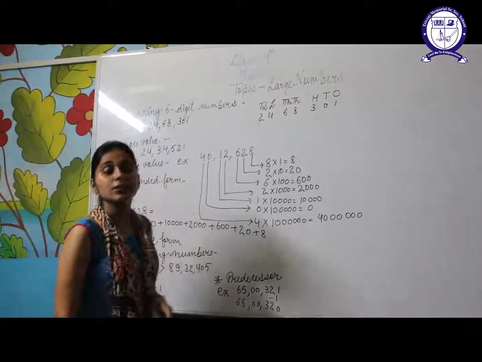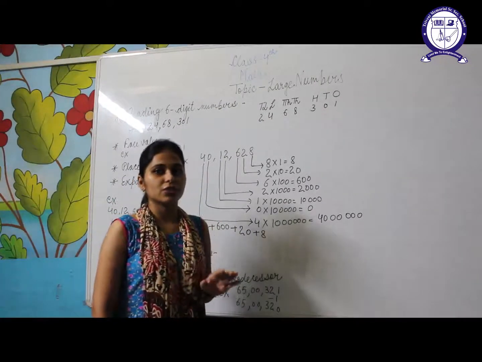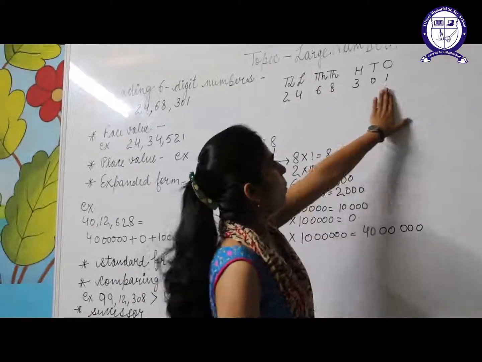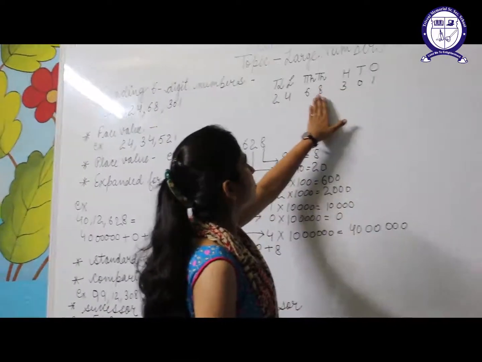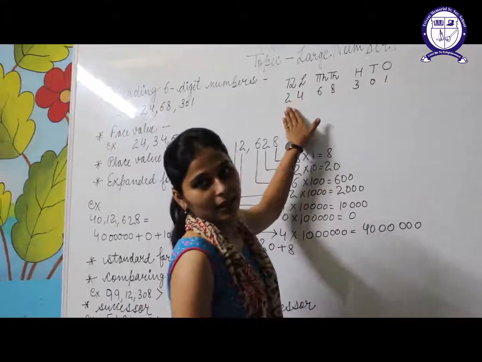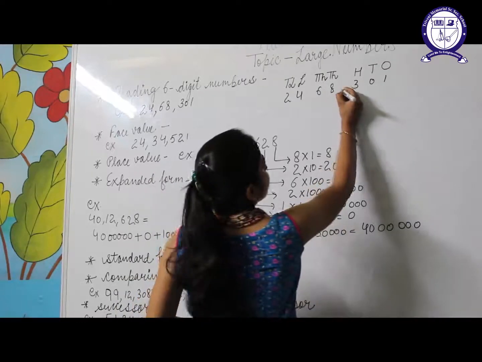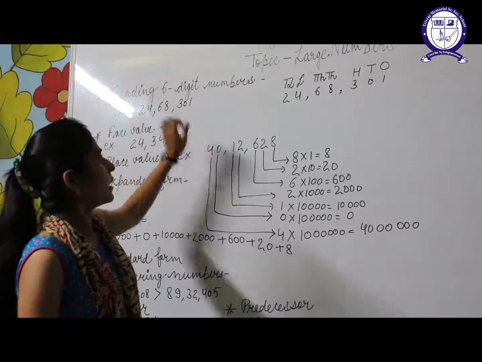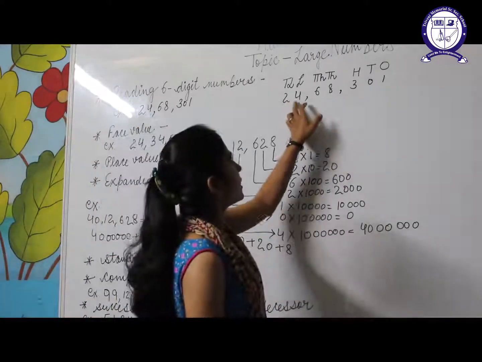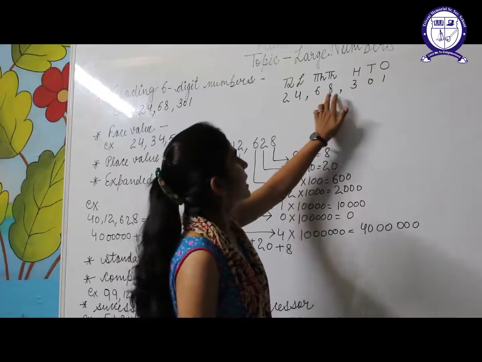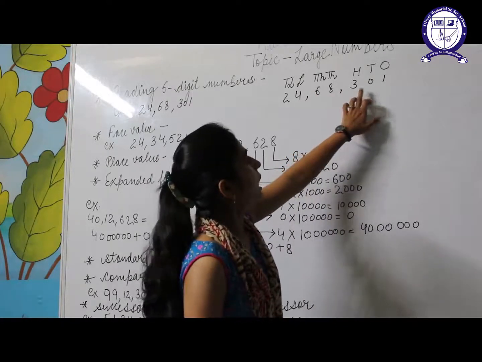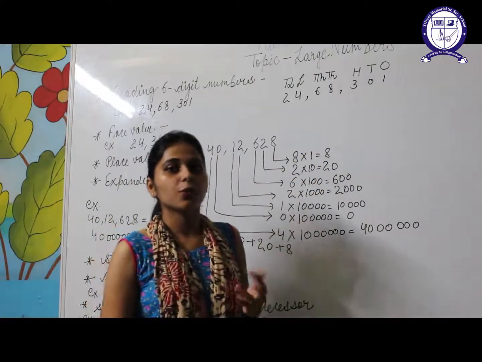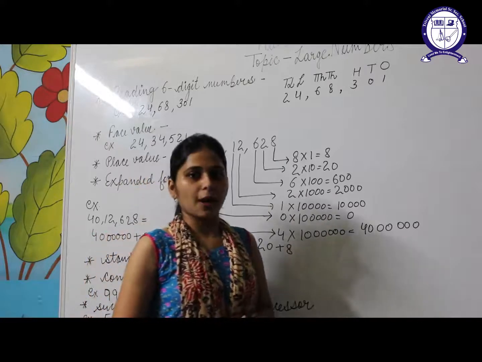So how to read the 6-digit number? First of all, place all the digits under the place value. We will start from the right hand side towards the left hand side: ones, tens, hundreds, thousands, ten thousands, lakh, then ten lakhs. There are figures of thousands and lakh. So students, how will we read this given number? We will read this as 24 lakh 68,301. So after discussing the place value, we are able to read our 6-digit number, students.